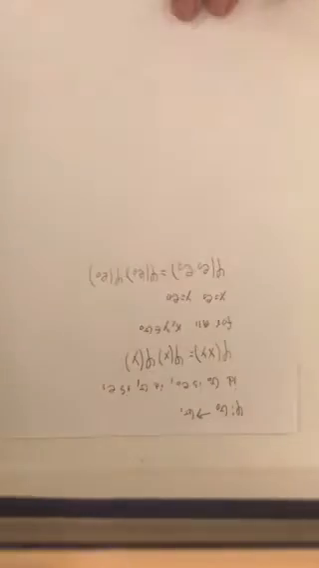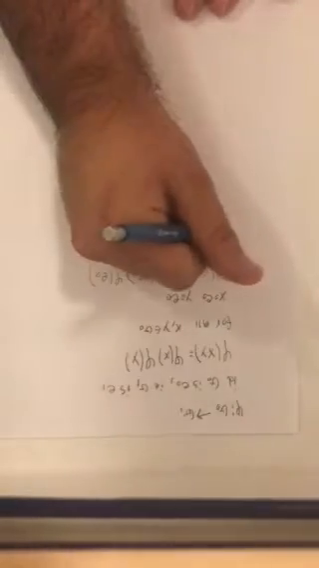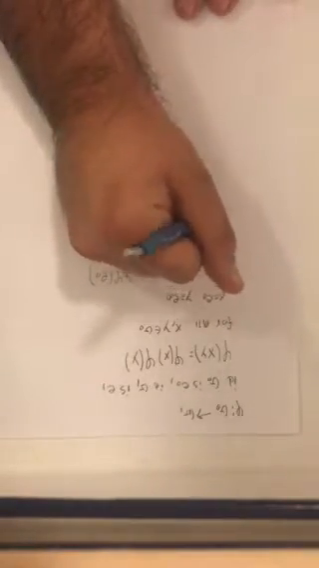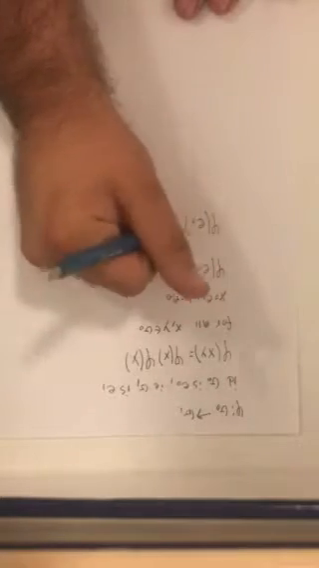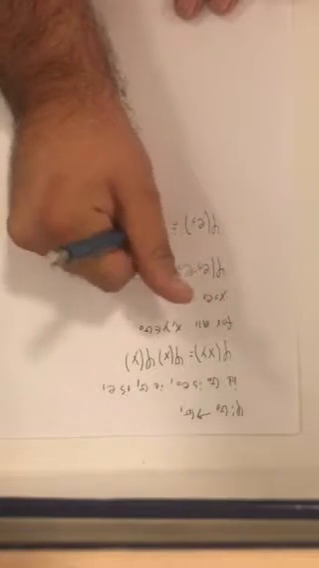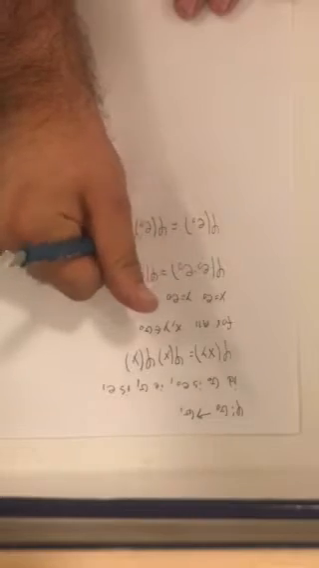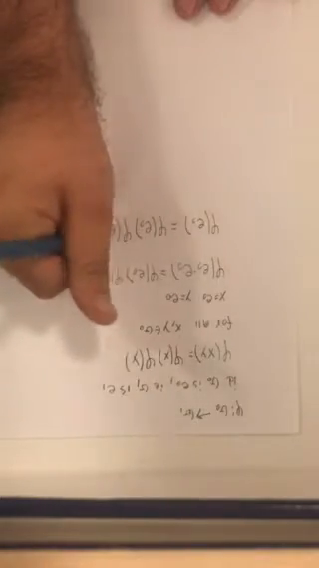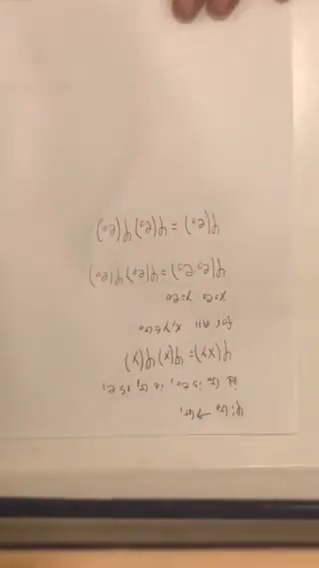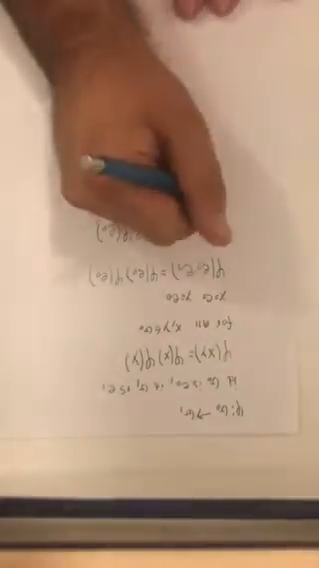But the left side can be simplified to just e0 because e0 is an identity. So you get phi of e0 is equal to phi of e0 times phi of e0. Since we know this is a group, we know we can take inverses. So we can take the inverse of phi of e0 on both sides.